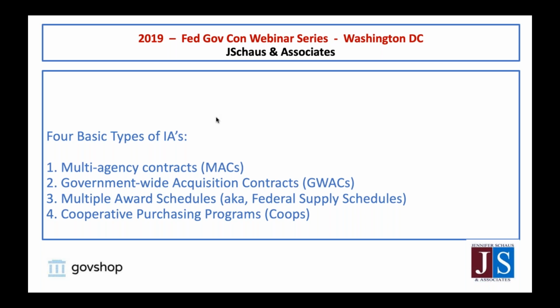Most common type of interagency agreement you're going to come across are the multiple award schedules, also known as the federal supply schedules, also known as GSA schedules, even though VA operates a federal supply schedule as well. These are also a subcategory of the multi-agency contract. So GSA schedules, we'll spend a minute talking about those in an upcoming slide. That's your most popular category of interagency agreement, or interagency acquisition, pardon me.